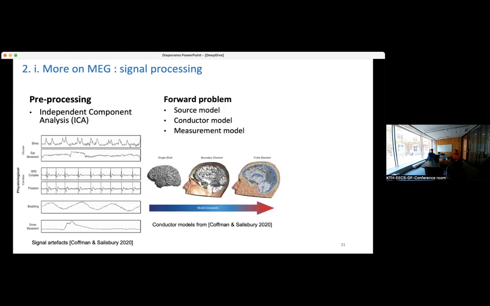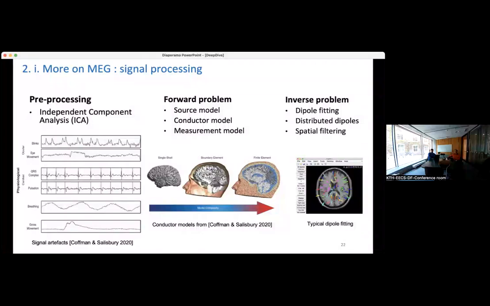And then, as I told you a bit before, you compute a forward model. So you create your source model, you create your model and you try to compare it to the measures, and then this is what you obtain at the end. You have some dipoles that you expect to have created the signal that you measure, and you have them spatially distributed.